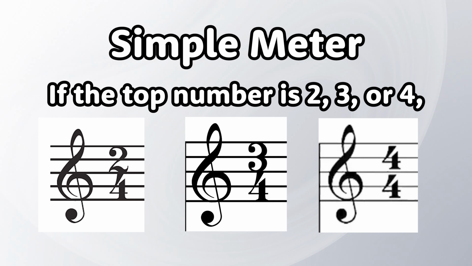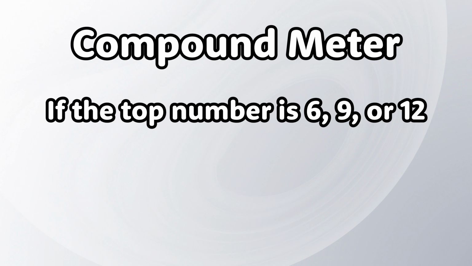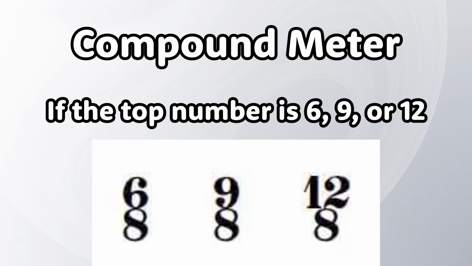Creating a clear, two-beat feel. Each beat is divided into 2 equal parts, establishing a regular pulse in the music. Compound meter divides beats into 3 equal parts, like 6/8 or 9/8, with different emphasis. If the top number is 6, 9, or 12 in the time signature, it's likely a compound time signature.